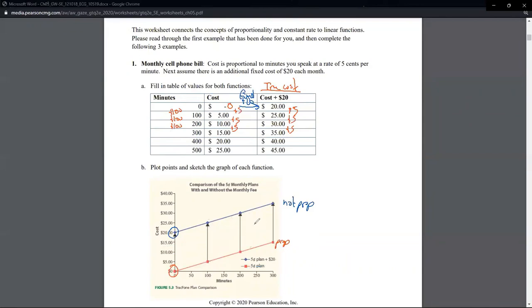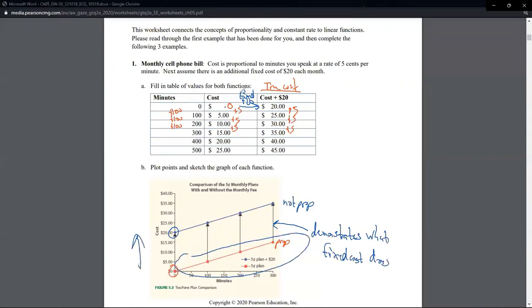Now these black vertical lines, this is not something you are traditionally going to draw. These black lines are just demonstrating the fixed costs. It just shows that the fixed cost takes this line and it bumps it up $20. That's all that's showing. Because this one is $20 higher than that one. This one is $20 higher. This one is $20 higher. This one is $20 higher. That's all a fixed cost does, or fixed whatever. It doesn't have to be a cost, it just shifts things up.